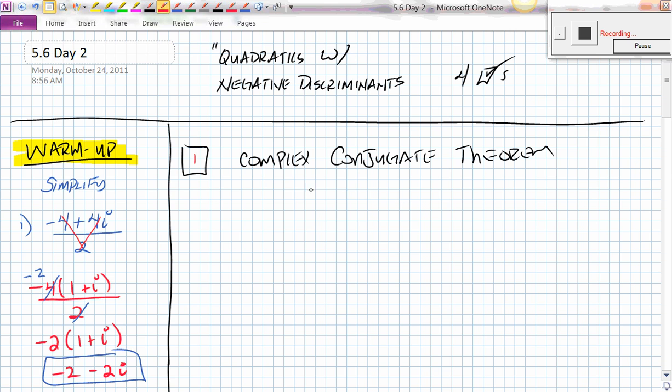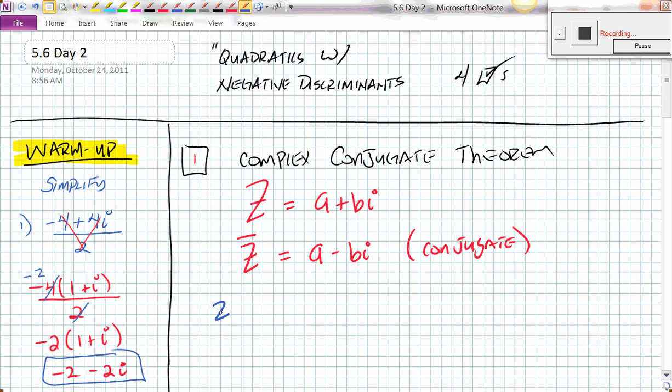Okay, so first we're going to talk about the complex conjugate theorem. And it says this: let z be any complex number such as a plus bi. Then z with a line over it is called the complex conjugate, and it's just a minus bi. That's called the conjugate. And we spoke a little bit about that on, I think, Friday it was.